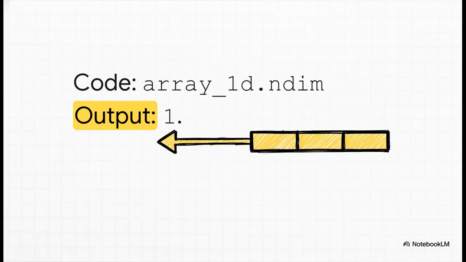Okay, so if it's an n-dimensional array, how many dimensions do you think our little creation has? We can check that easily. We just use the .ndim attribute, which stands for number of dimensions. And the output is 1. There you have it. We have officially built our first one-dimensional array.